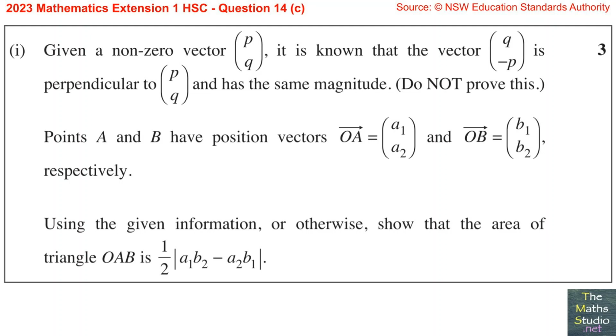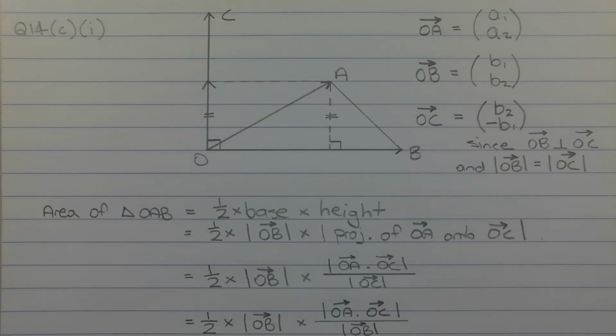respectively. Using the given information, or otherwise, show that the area of triangle OAB is half times the magnitude of A1B2 minus A2B1. We can find the area of triangle OAB using vector projections. Let's consider this diagram. We have vector OA here, which is (A1, A2) in component form. We have vector OB here, which is the vector (B1, B2) in component form.